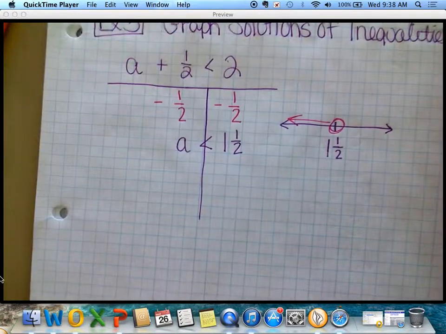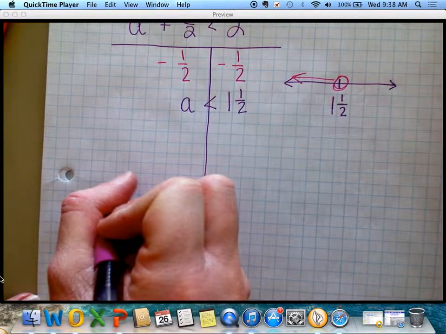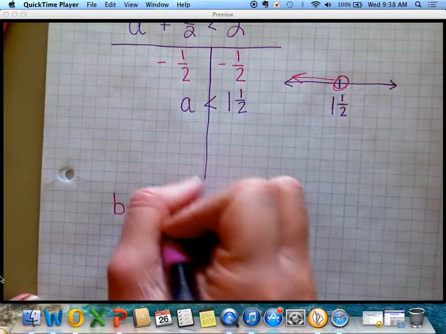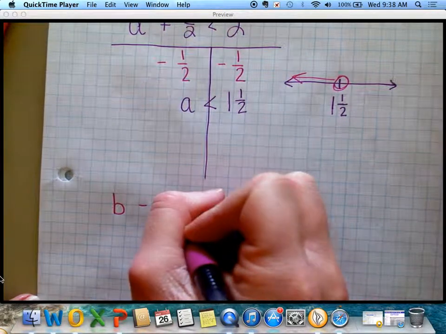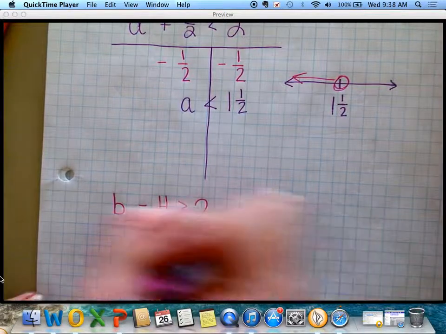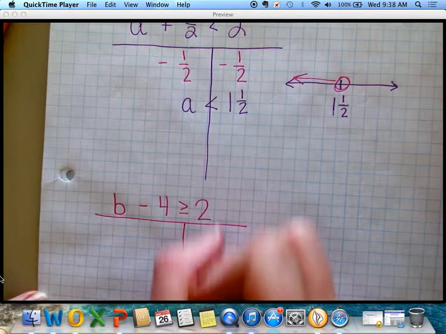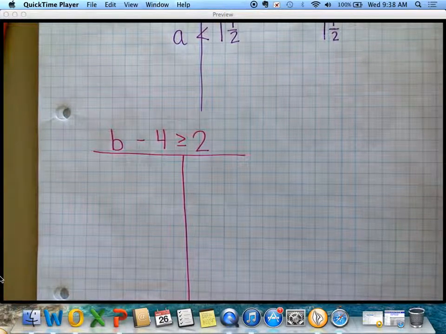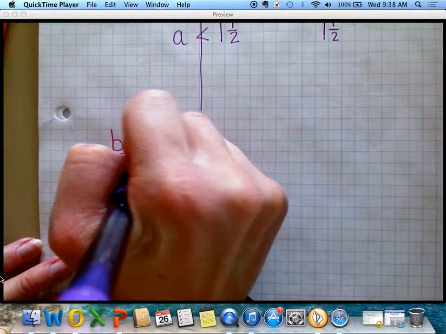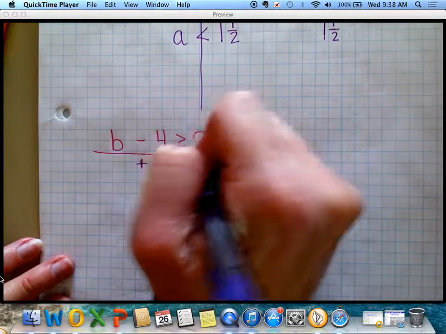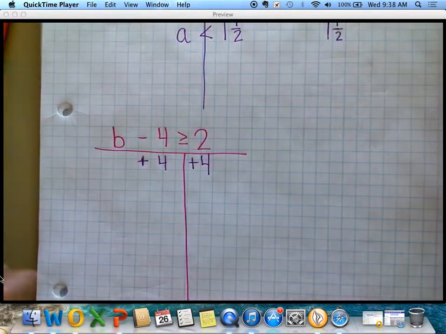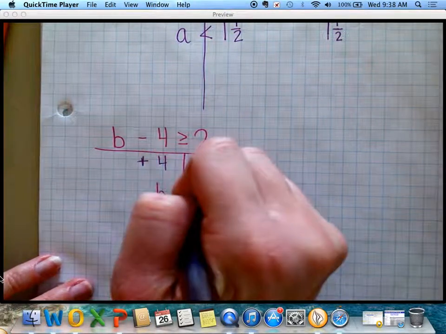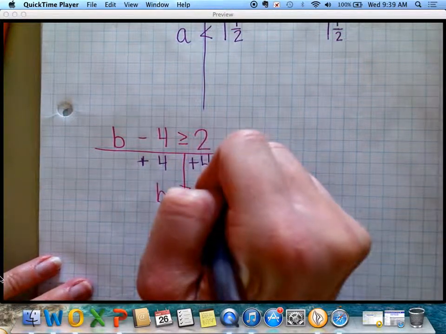Let's look at another one like that. B minus 4 is greater than or equal to 2. What is the opposite of subtraction? Addition. I almost gave that one away. So I'm adding 4 to both sides. So B is greater than or equal to 6.